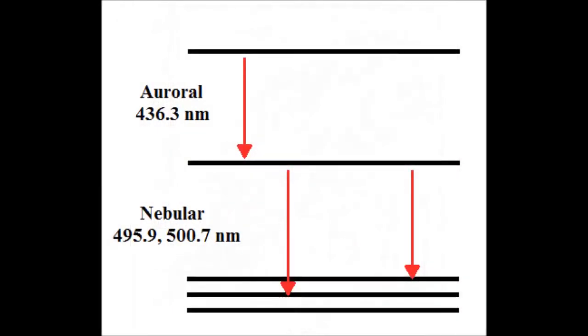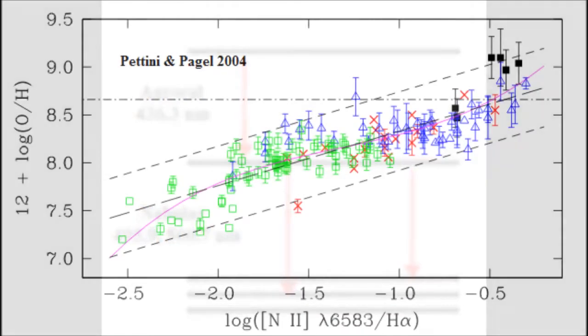The energy level spacing of doubly ionized oxygen is such that the ratio of the auroral to nebular emission lines is sensitive to the temperature of the gas. Thus, if we can measure this ratio, we can determine the temperature and oxygen abundance of the nebula. However, the auroral line is intrinsically faint and thus difficult to measure.